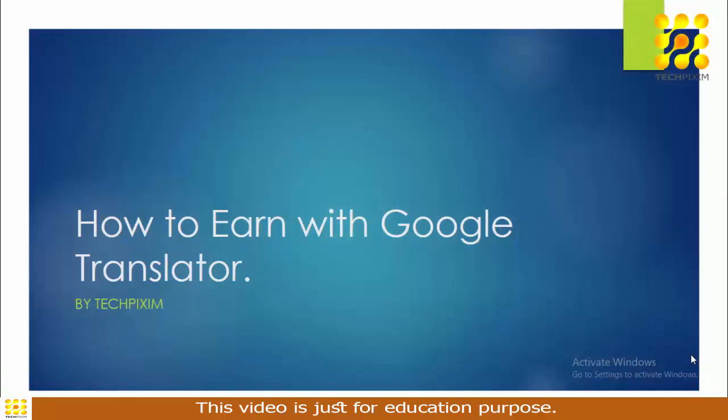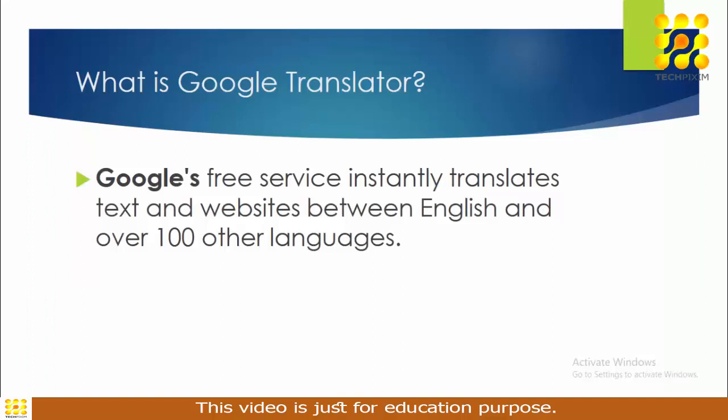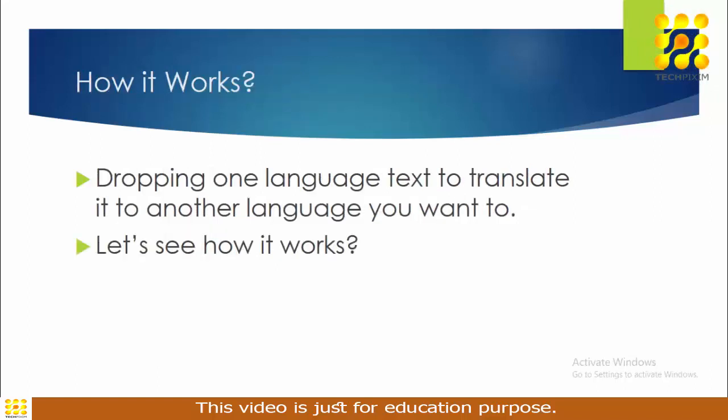The tutorial video you are about to watch is all about making money with Google Translator. Let's see what Google Translator is and how it works to make money. Google Translator is basically Google's free service that instantly translates text and websites between English and over 100 other languages. How it works: you drop in text in one language to translate it to another language you want. Let's see how it works.